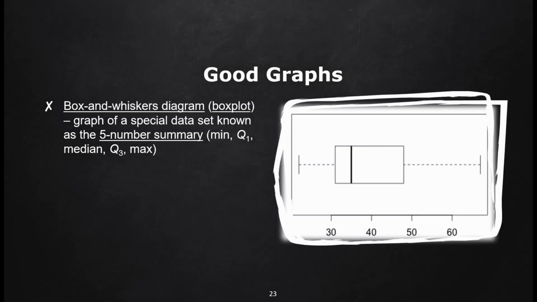A box and whiskers diagram, also known as a box plot. This is a graph of a special data set known as a 5-number summary. It consists of the minimum value, first quartile, the median, the third quartile, and the maximum data value.